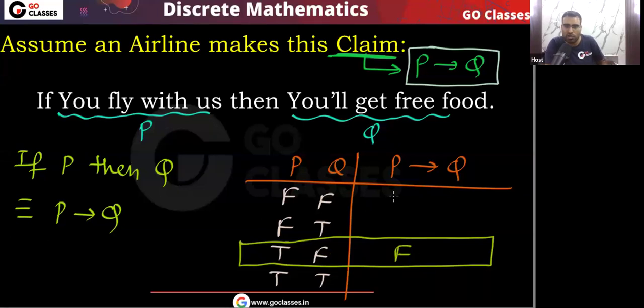In all other situations, the claim cannot be false. Is this clear? Only in this situation will the claim be false. In all other situations, the claim cannot be false. Is this point clear?